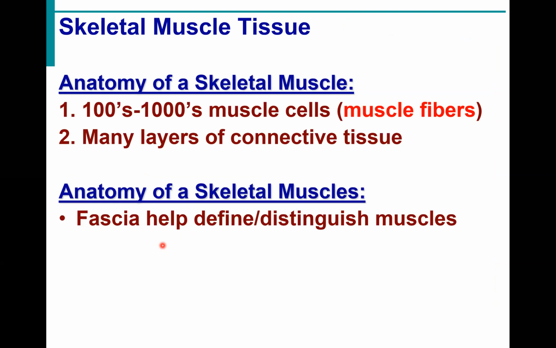And so our muscles are surrounded by layers of connective tissue. And the fancy name we give for a layer of connective tissue that surrounds and supports a single muscle organ is a fascia. So fascias are what basically help us to define and distinguish our muscles. Of course, that fascia is connective tissue, primarily collagen fibers.